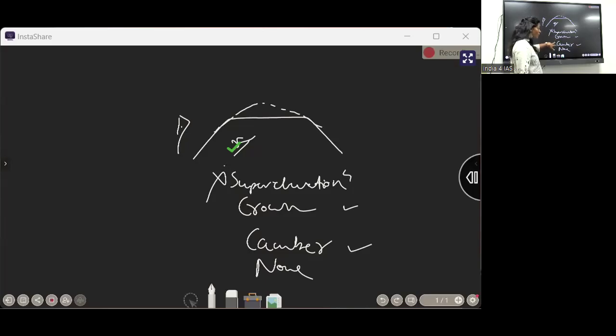Next is crown and camber. So here comes the picture. None of the above, you can straight away eliminate that too. Right. Now in these two options you have to select. Whoever has answered crown, very good, you have got 1 mark. Whoever has answered camber, don't worry, you still have time to understand the concepts.